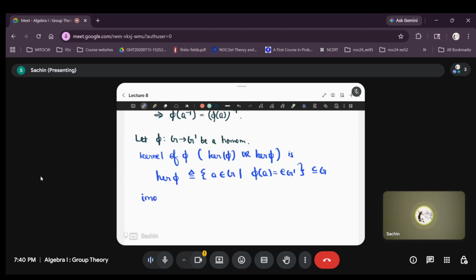The image of phi, you can write it as image of phi like this, or I might drop the brackets, or I might write using capital, but I mean the same thing in all these notations. This is defined as all the images.